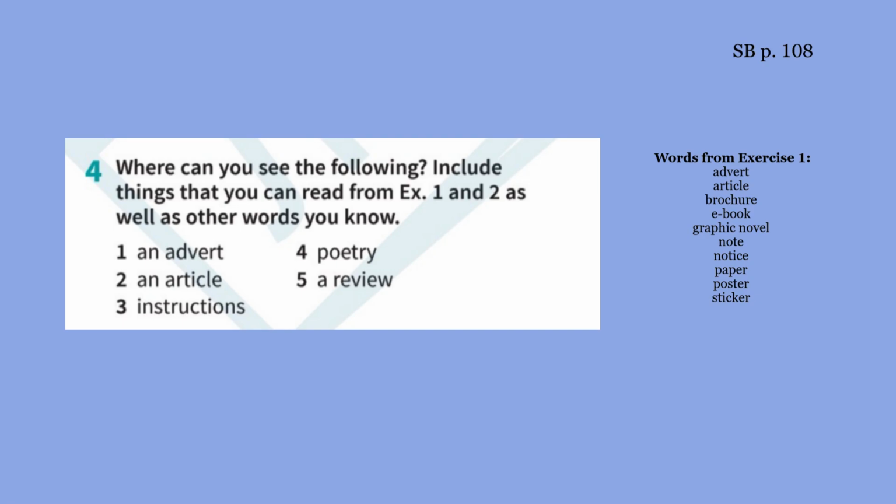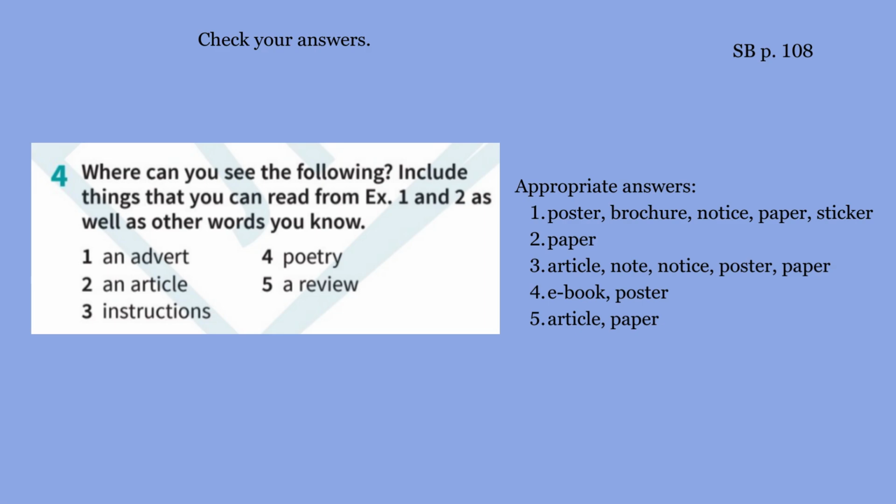Let's do exercise 4. Where can you see the following? Include things that you can read from exercise 1 and 2, as well as other words you know. 1. Advert. 2. An article. 3. Instructions. 4. Poetry. 5. A review. Pause the video and give your answers. Then check. Now read the appropriate answers and compare them with your own ideas.